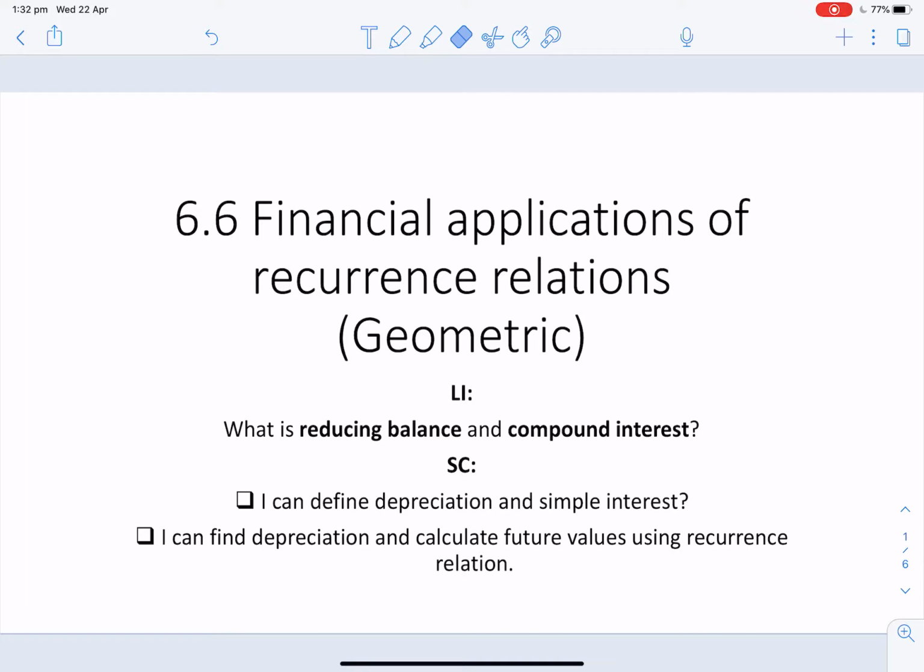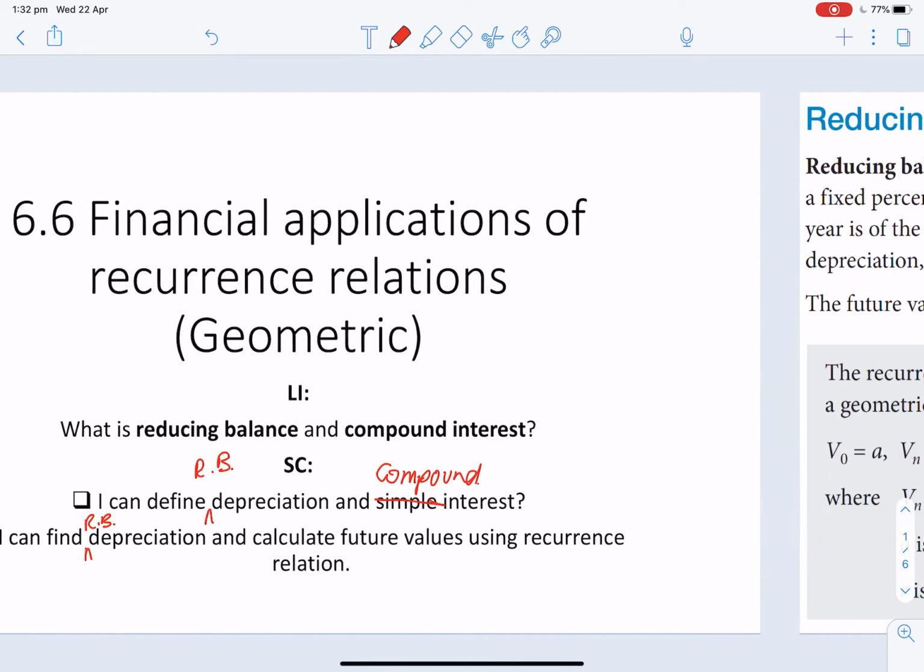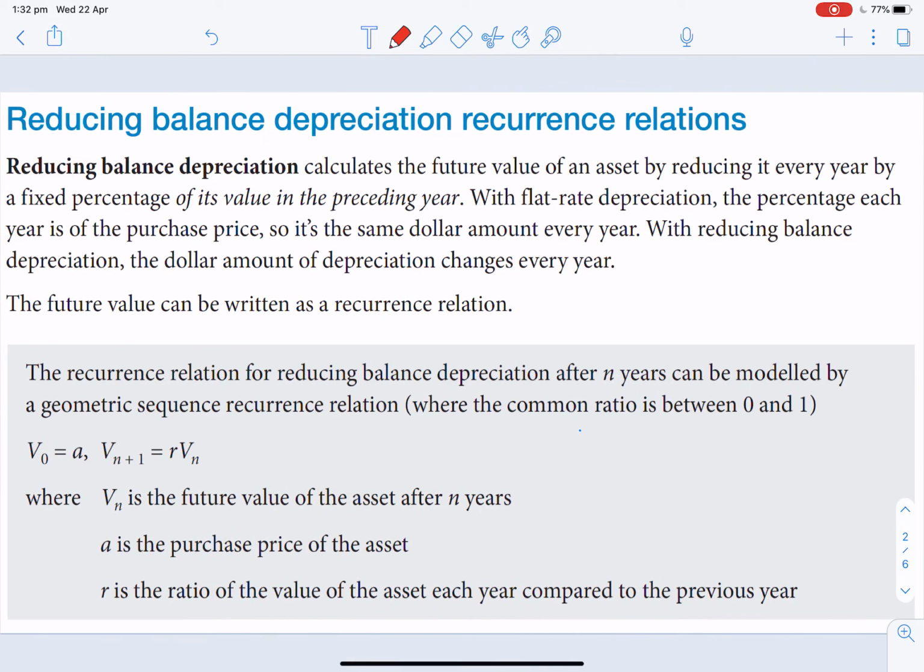Our success criteria: I can define depreciation, reducing balance depreciation, and compound interest. I can find reducing balance depreciation and calculate future values using recurrence relation. As you can see, I just copied and pasted from the previous video and forgot to edit. Reducing balance depreciation, recurrence relations.